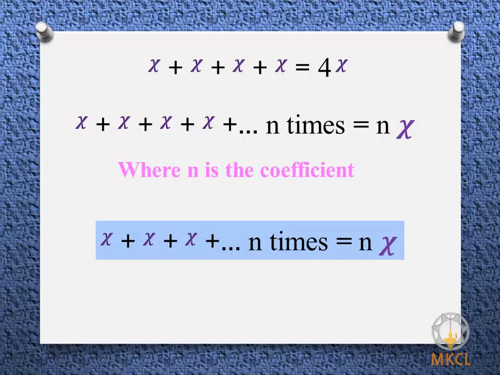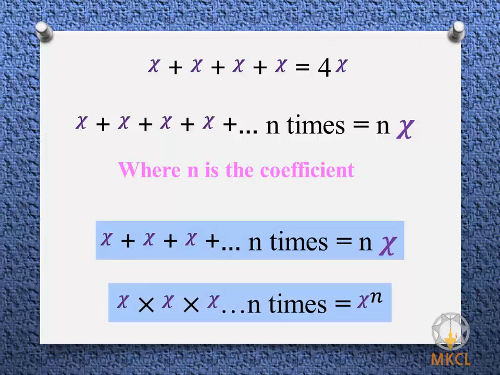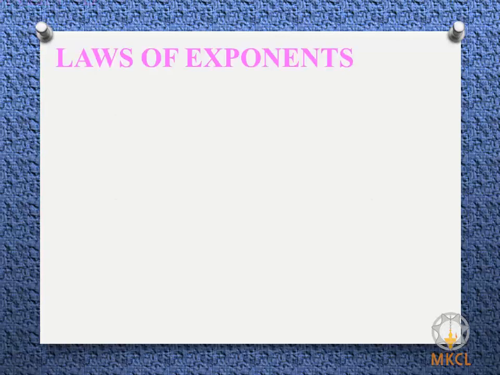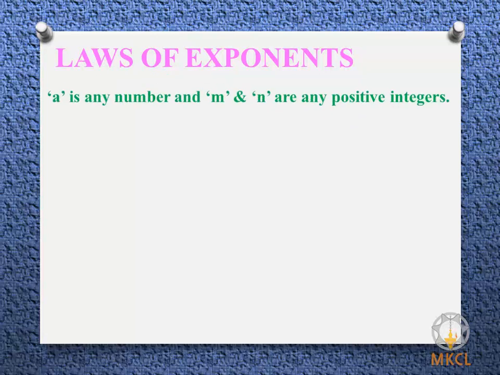So, in addition, we add any number n times, where n is called the coefficient, and in multiplication, we multiply any number n times, then n is called the exponent. Now you see the laws of exponents. In the following all laws, a is any number and m and n are any positive integers.